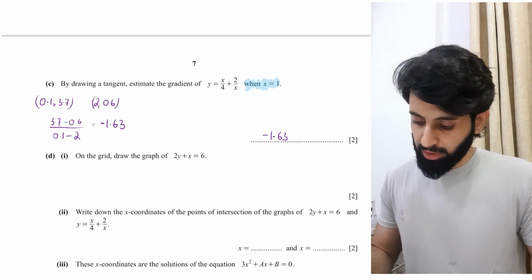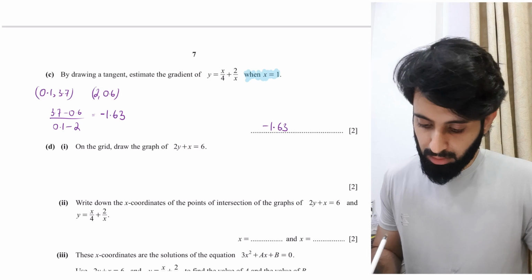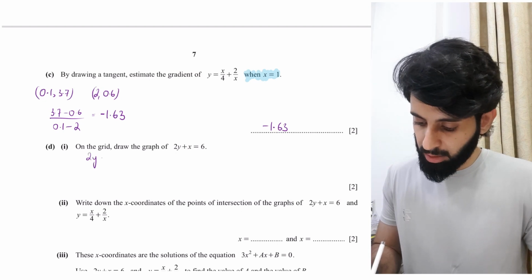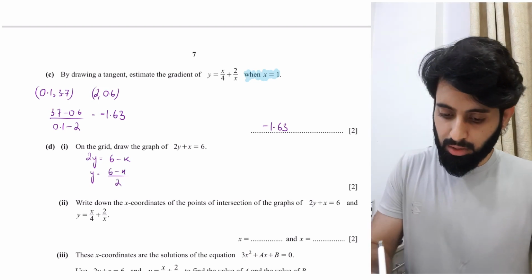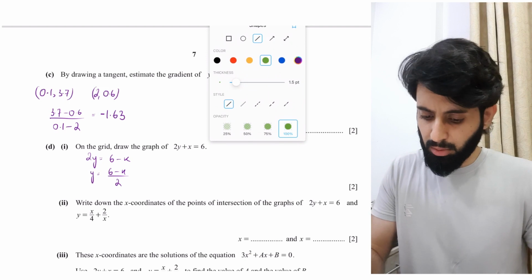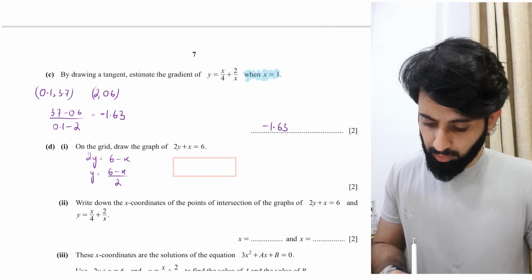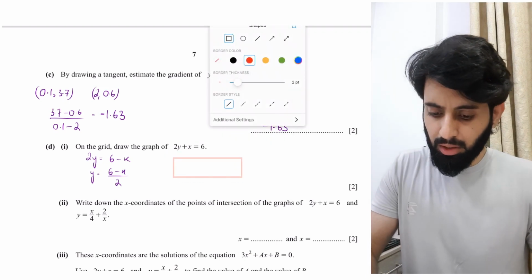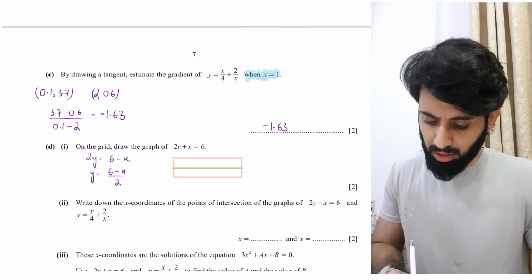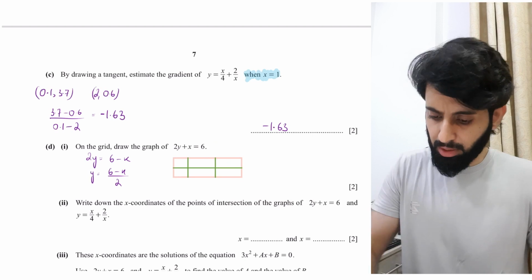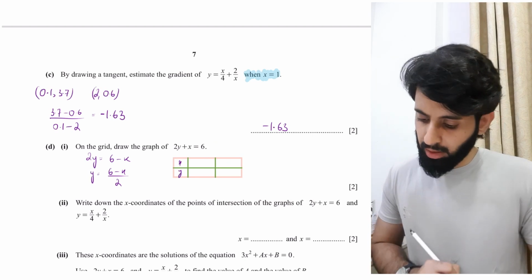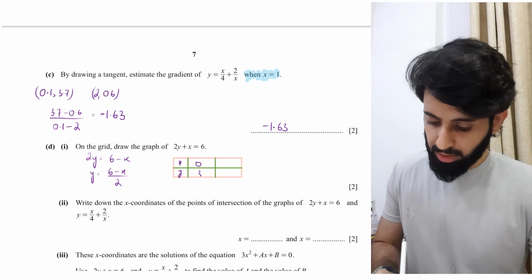Okay. On the grid, draw the graph of 2y plus x equals 6. So for this, let's make y the subject. If you make y the subject, that's going to be (6 minus x) upon 2. So I'm just going to plug in points that are easier to mark. Ideally you take 3 points, but even if you take 2, you'll still get away with it. In fact I'm going to take 2 to save some time. So here we have x and y. If I make x 0, y turns out to be 3.